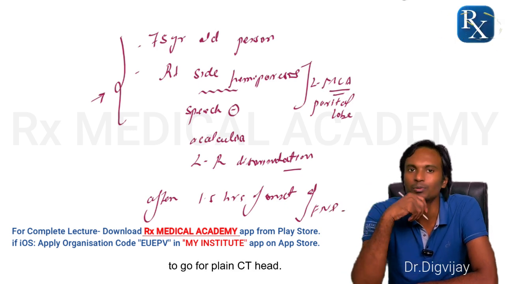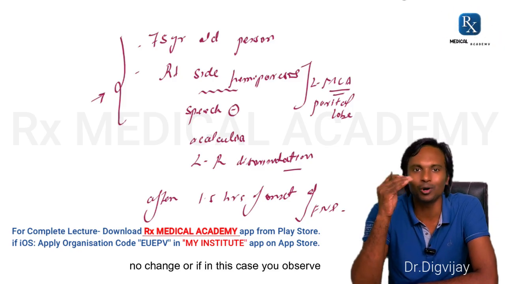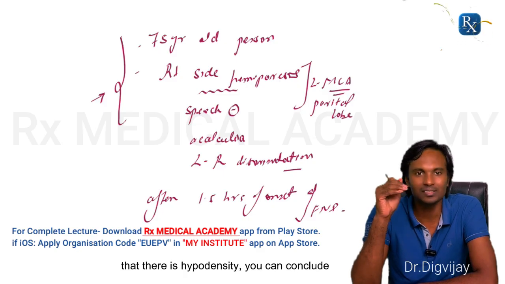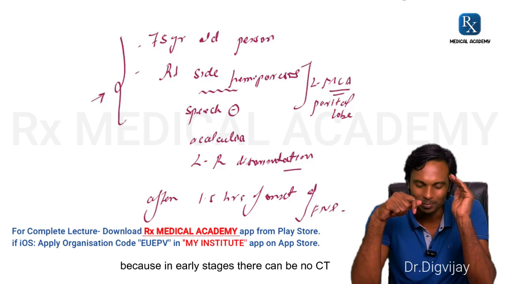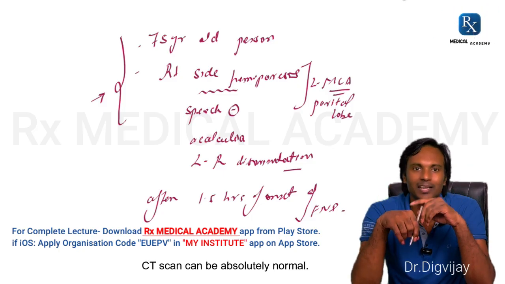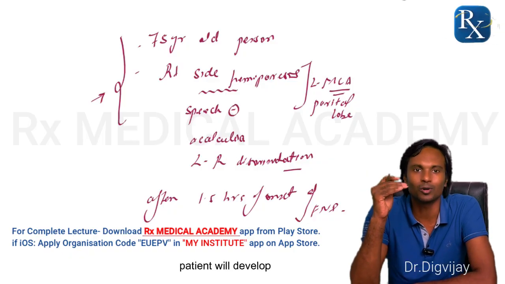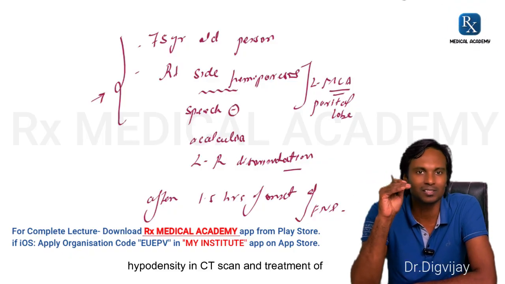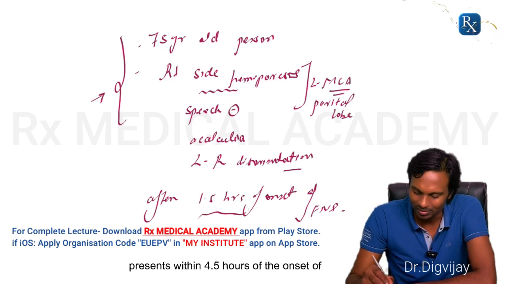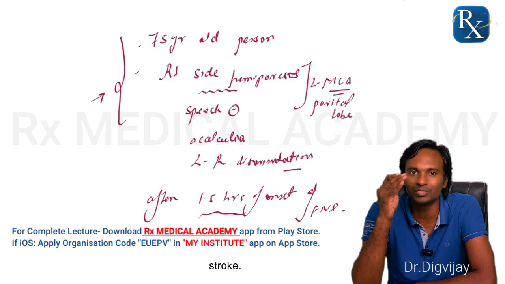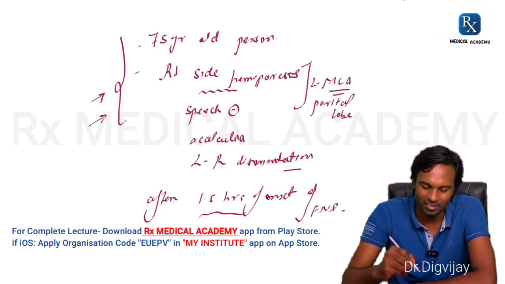So your first and foremost steps would be to go for plain CT head. If in plain CT head you observe no change, or if in this case you observe that there is hypodensity, you can conclude that this patient is having ischemic stroke, because in early stages there can be no CT scan finding. CT scan can be absolutely normal. Later on, with development of edema, this patient will develop hypodensity in CT scan, and treatment of ischemic stroke is thrombolysis if patient presents within 4.5 hours of the onset of stroke. So we will discuss this particular case as per this example.